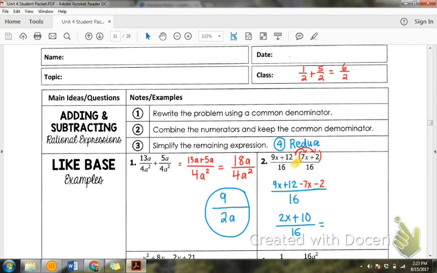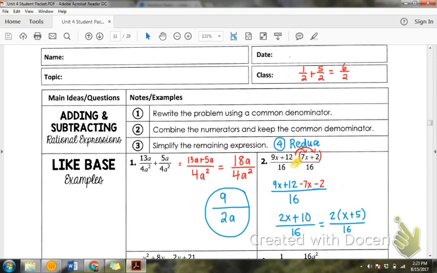Can we factor the numerator? 2x plus 10. Can you factor that at all? You can take a 2 out. So let's take a 2 out, which leaves me with x plus 5 over 16. Okay, so I just pulled the 2 out.